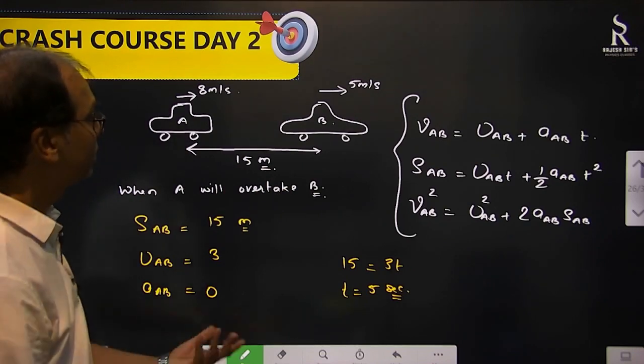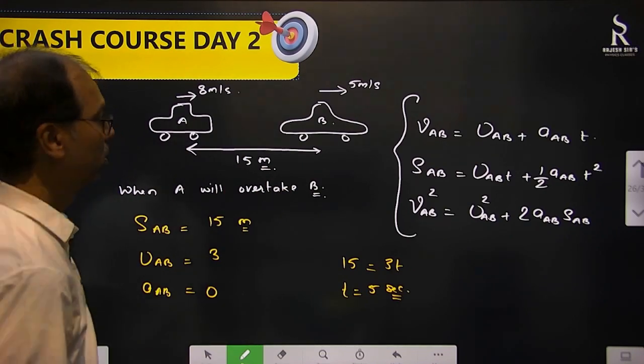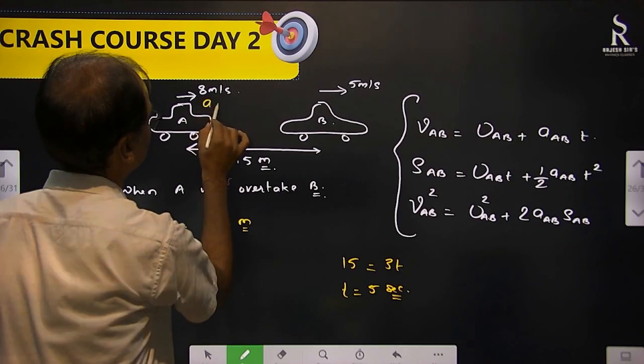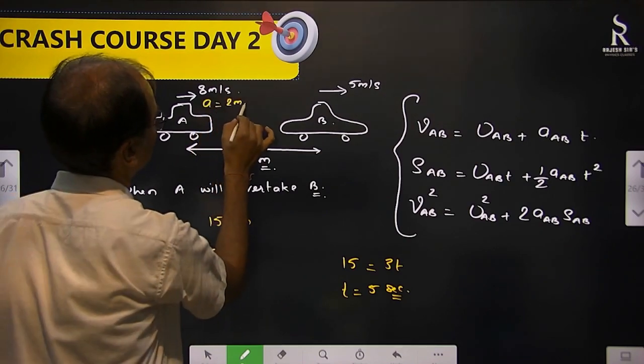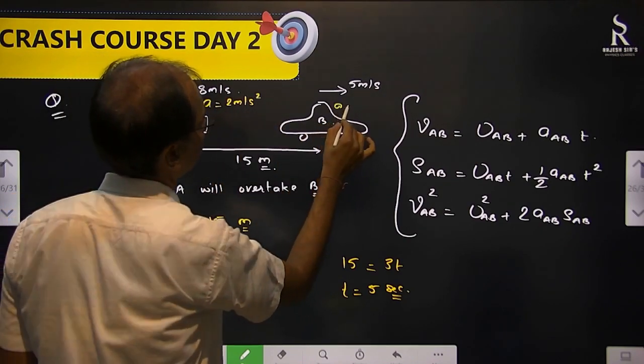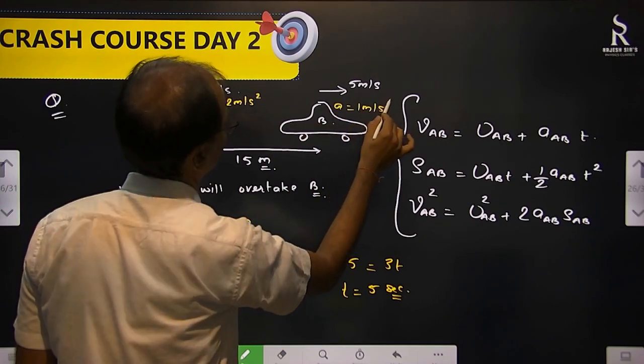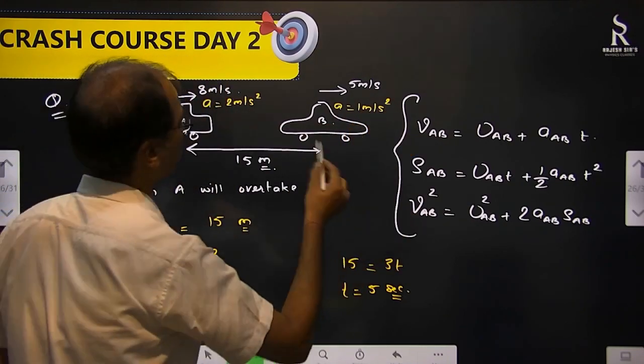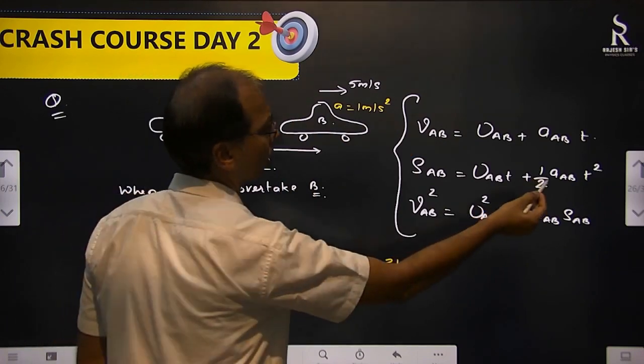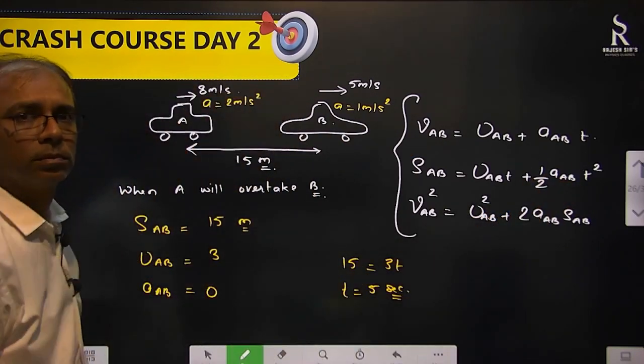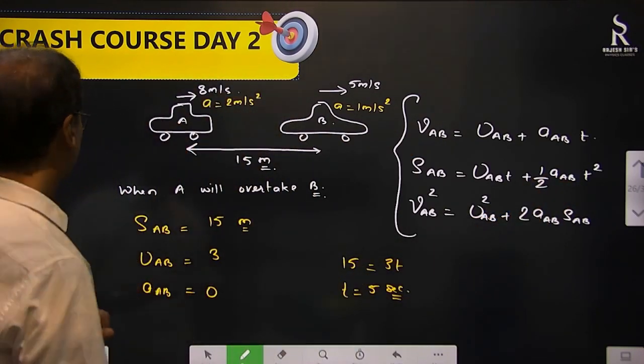Right. If acceleration is also given, no problem. Suppose the acceleration of A is 2 meter per second squared and B's acceleration is 1 meter per second squared. No problem. We'll use acceleration also. 2 minus 1, so we'll say 1 into T square. No problem. One more question we'll frame.